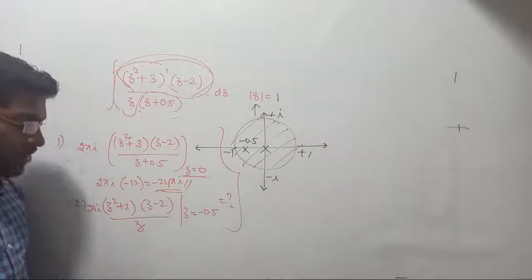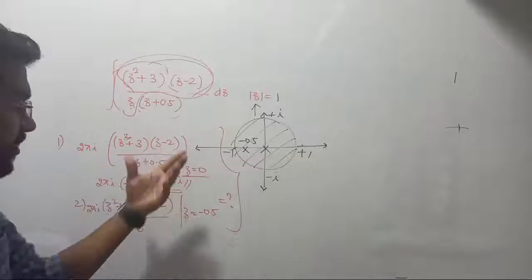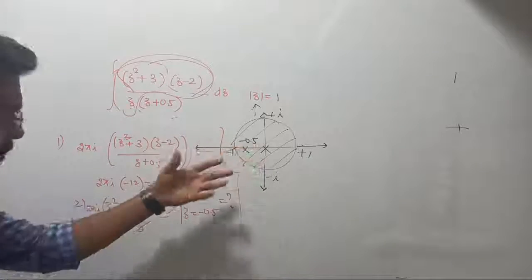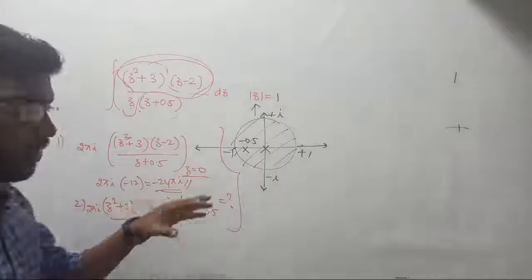Clear? So what is the conclusion here? If you find more than one pole, then that is how we are removing. If you find only one pole, then we know the procedure. Clear? So this is how we are doing integration.